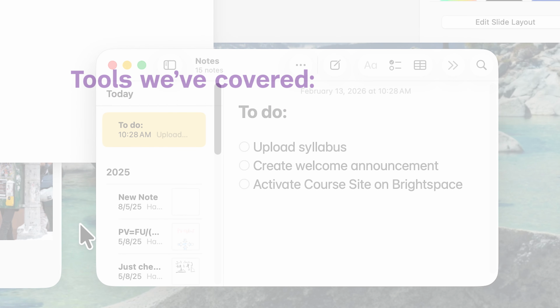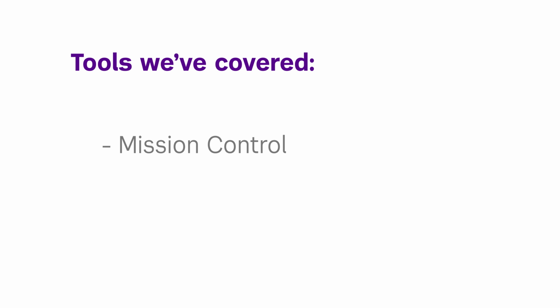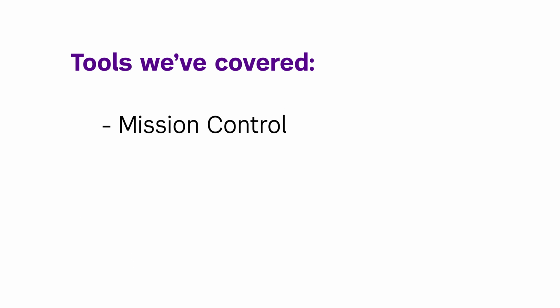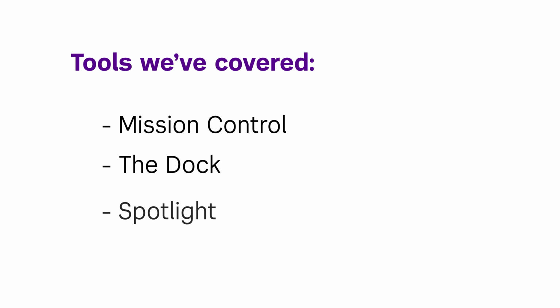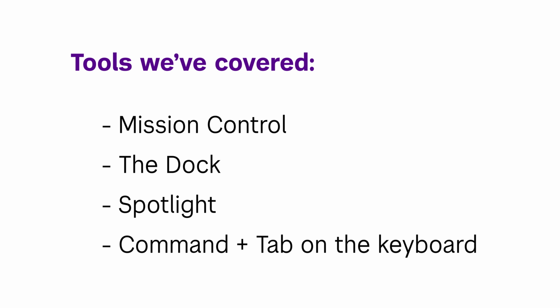So, to review, use Mission Control to get an overview of your windows and desktops, check for minimized windows in the dock, and switch between applications using Spotlight and your keyboard. This is just a small sample of the tools available in the Mac desktop environment.